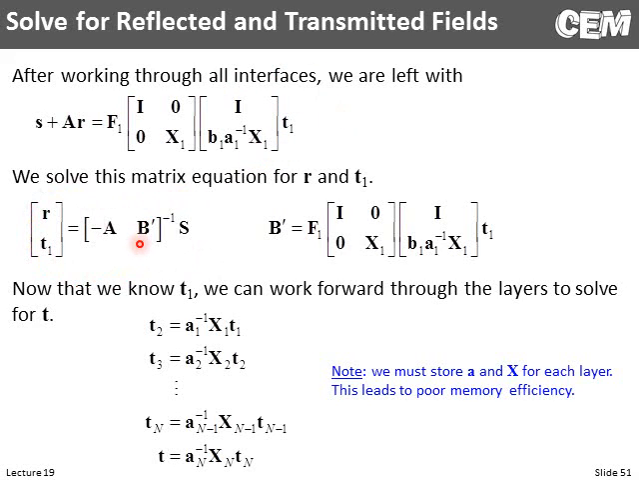Now we have to work forward. Well, we can calculate t2 from our value of t1. We can calculate t3 from now our value of t2, and so on, until finally we calculate the t, or the electric field components on the transmitted side, from t sub n. So we went backwards, storing a bunch of parameters, and then we worked forward.